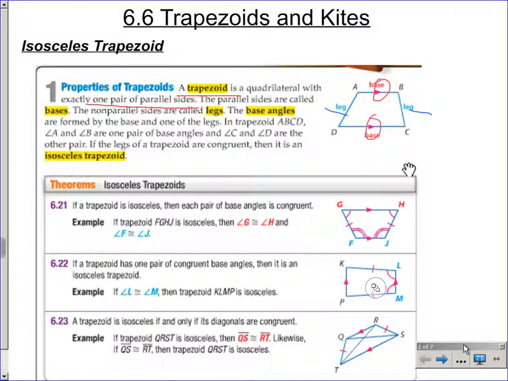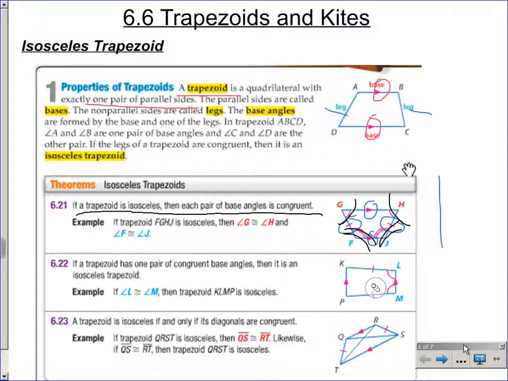In an isosceles trapezoid, our legs are congruent. So if you look down to the section here, we have an isosceles trapezoid because we have parallel sides and our legs are also congruent. So this makes it an isosceles trapezoid. When you know it's an isosceles trapezoid, you know a couple things. If it's a trapezoid and it's an isosceles trapezoid, then each pair of base angles is congruent. So that means to me that G is congruent to H and F is congruent to J. Okay, so that's how we've got our congruency involved.